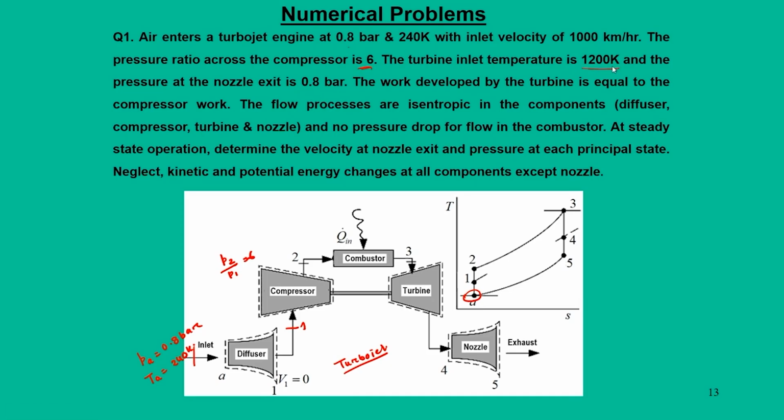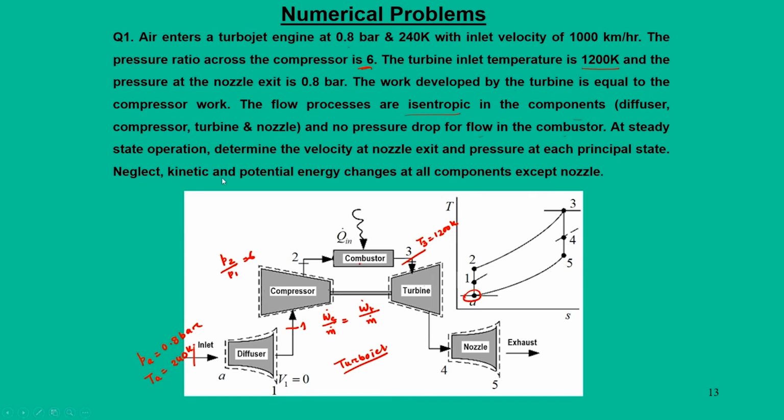Turbine inlet temperature is 1200 Kelvin, so at condition T3 we say 1200 Kelvin. Work developed by the turbine is equal to compressor work, so W dot C by m dot is equal to W dot T by m dot. The turbine drives the compressor. The flow processes are isentropic in all the components, the diffuser, compressor, turbine and nozzle. There is no pressure drop in the combustor.